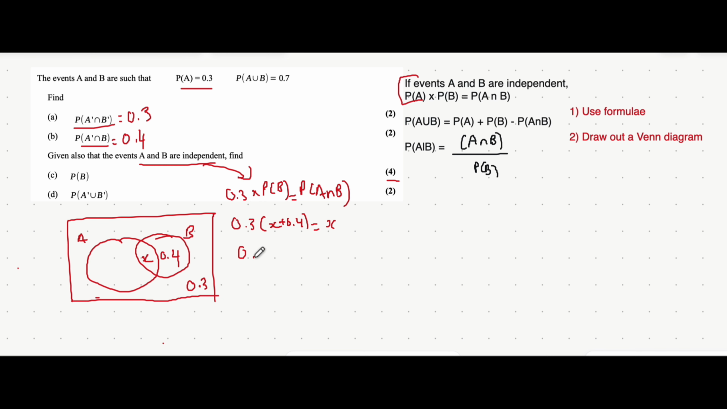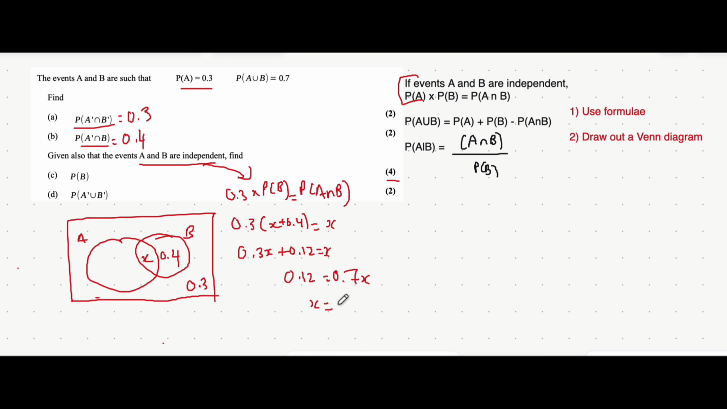So 0.3 times X is 0.3X. 0.3 times 0.4 is 0.12. That's all equal to X. Take away 0.3X from both sides. So 0.12 equals X, take away 0.3X, which is 0.7X. Divide both sides by 0.7, and we get, I'm just going to use my calculator here, 0.12 divided by 0.7 is equal to 6 over 35.